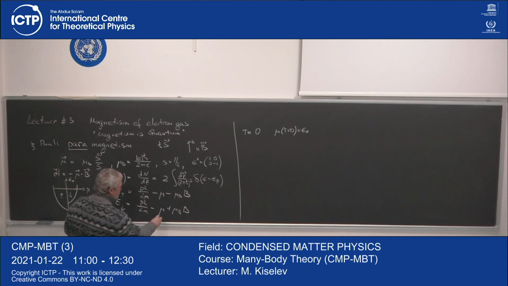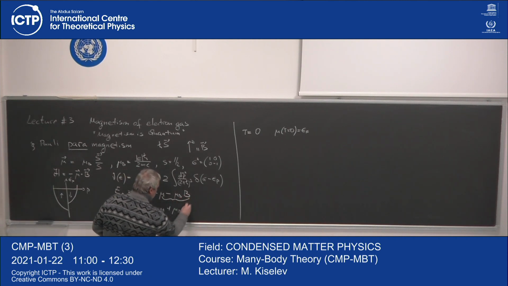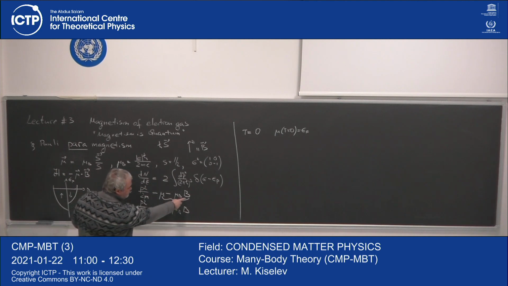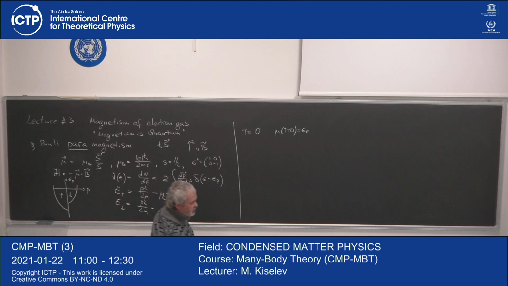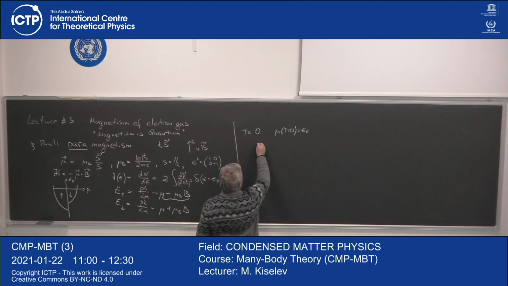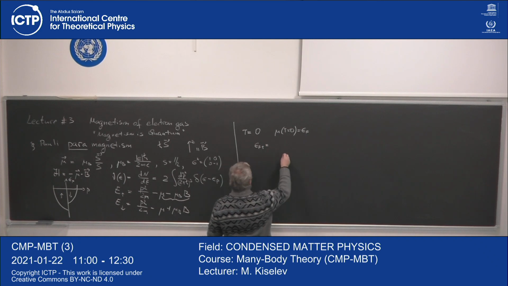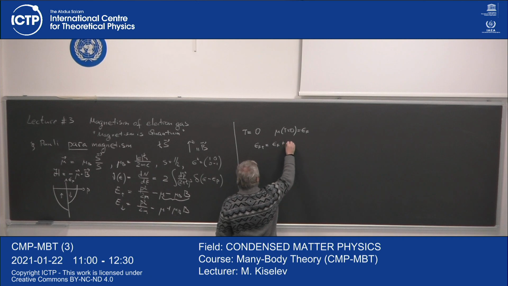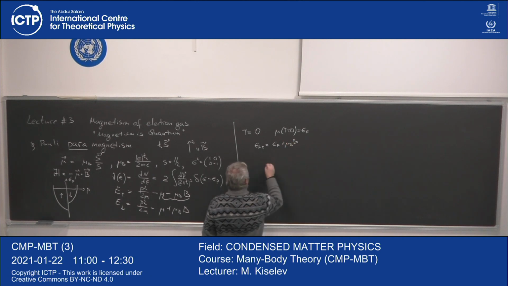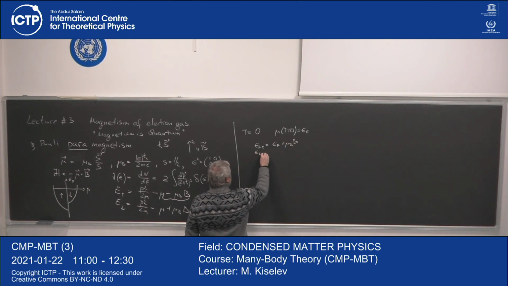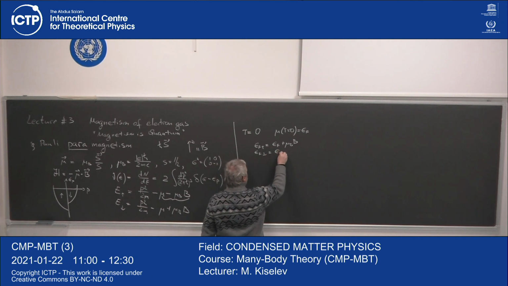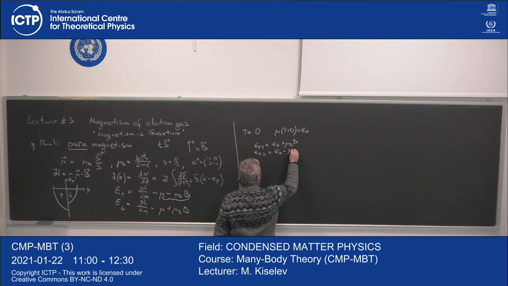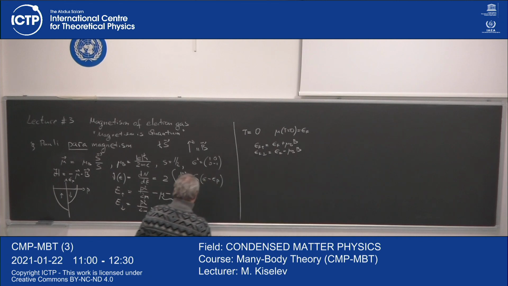So I can accumulate this difference, which is proportional to the magnetic field, into the definition of the Fermi energies. So I'm saying that the Fermi energy up is equal to the Fermi energy plus mu Bohr B, and the Fermi energy down is equal to the Fermi energy minus mu Bohr B.